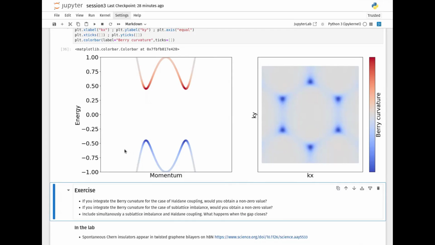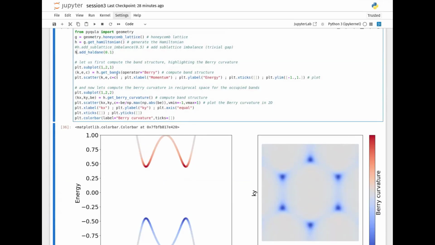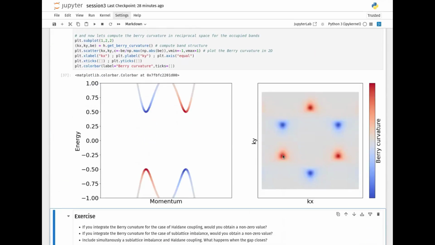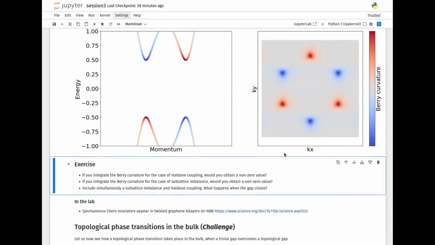get a zero Chern number, and this is something that we can see by recomputing the Berry curvature with some lattice imbalance as we did originally. And you see that in this case, you have here positive, here negative. And so when you integrate this over reciprocal space, this effectively cancels out the contribution from the other valley, and you get a net zero Chern number.